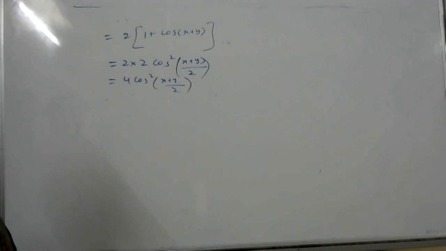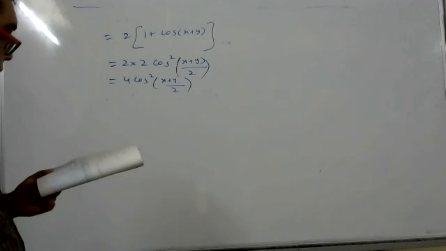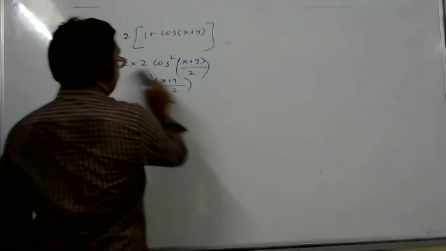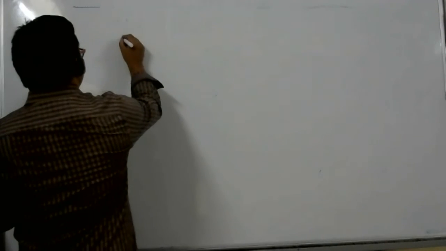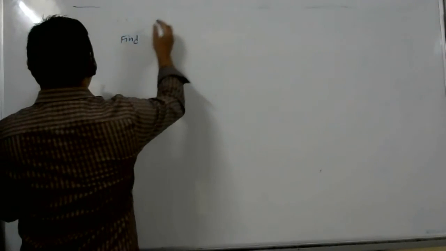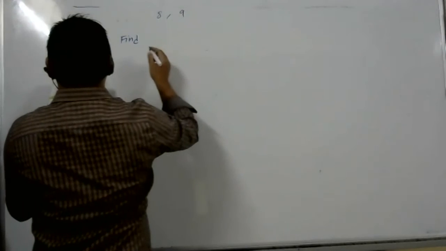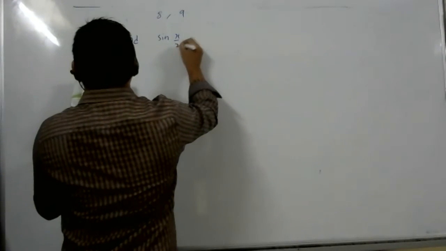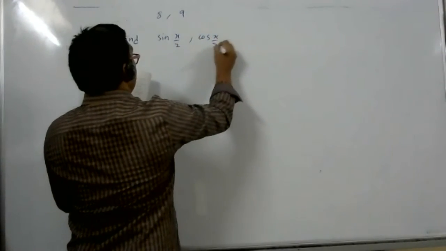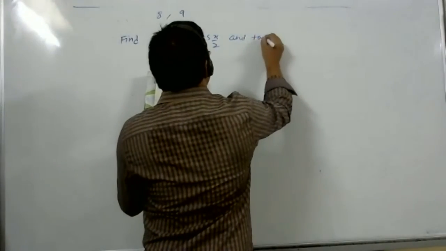So could you do one of 8, 9, 10? Suppose I do the 8th one only. See, the 8th one can be done in many ways. I'll do 8th and 9th both so that it will be easy for you. Find sine x by 2, cos x by 2, and tan x by 2. This all we have to find.